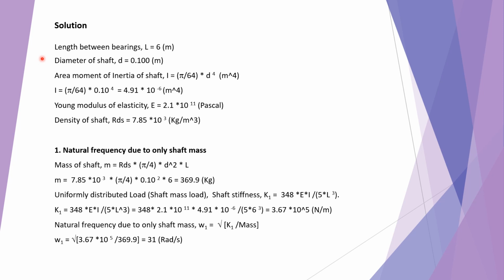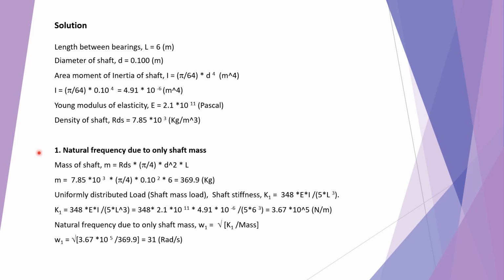So shaft length between the bearings, L, is 6 meters, and the diameter of the shaft is 0.10 meter. The area moment of inertia of the shaft, I, using this formula, is 4.91 × 10^-6 m^4. Young's modulus of elasticity is 2.1 × 10^11 Pascal, and the density of the shaft, RDS, is 7.85 × 10^3 kg per meter cube.